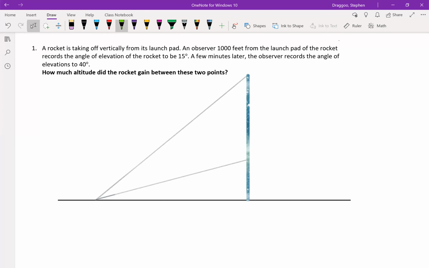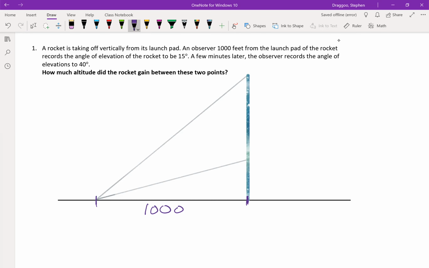So that tells us that the distance in this diagram that we've already drawn between the start of the rocket's launch and the observer, both of those pieces marked in purple, is 1,000 feet. So I'll label that distance to be 1,000.